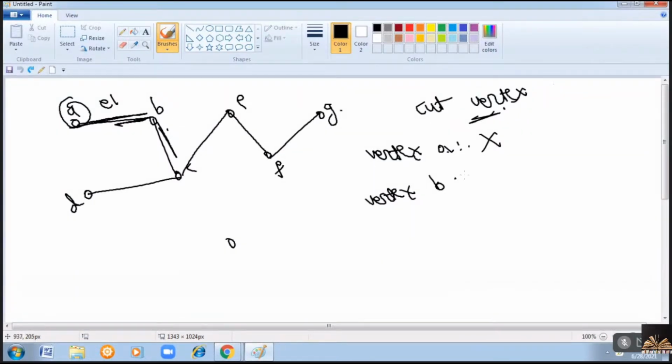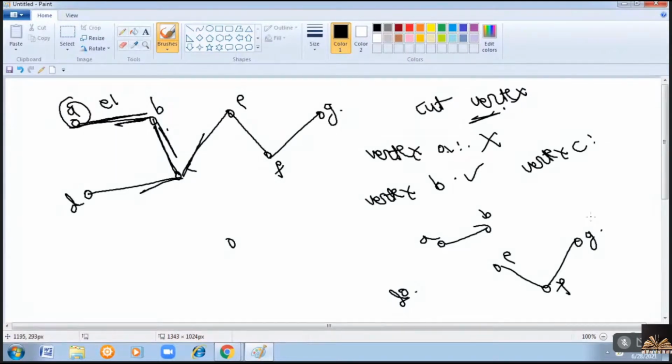When you remove C, what will happen? A, B, and C are connected by edges, so you have to remove these three edges. So you will have D here and E, F, G. When you remove C, you have one connected component, this is another connected component, and this is another. So it results in three connected components. Therefore, it is also a cut vertex.